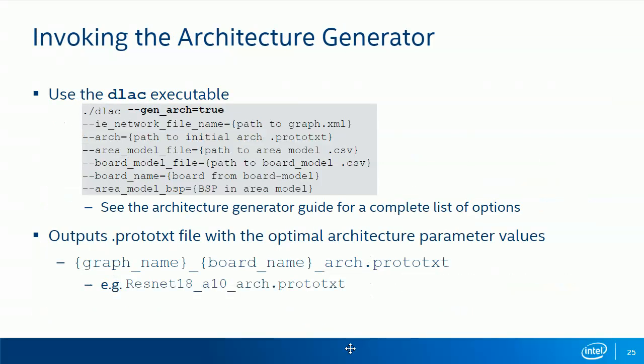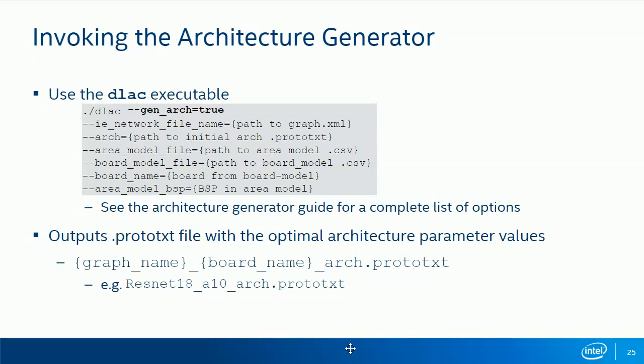Once the inputs are prepared, you can run the architecture generator DLAC executable. When you run DLAC, set genarch to true and then provide the XML IR file, the initial architecture prototxt, the area model, and the board model file names, as well as the board name and the area model BSP name, which were used in the corresponding CSV files. There are other options available as well. Check the Architecture Generator guide for the complete list of options.